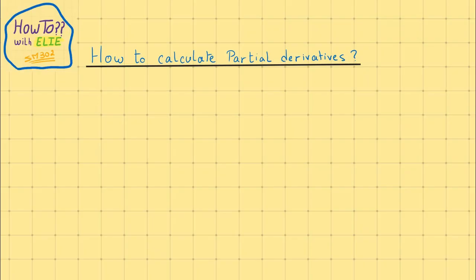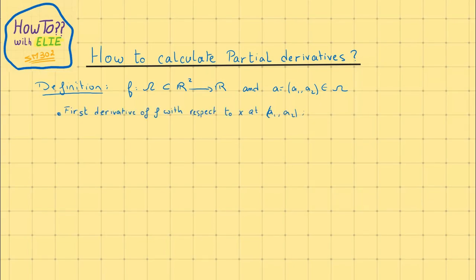How to calculate partial derivatives. First, let's define the partial derivatives. So we take a function f of two variables defined on a domain omega in R2 into R, and a point a = (a1, a2) in the domain of definition of f.